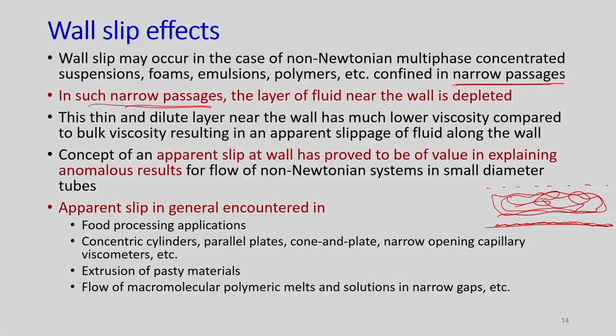So, the concept of apparent slip at the wall has proved to be of value in explaining anomalous effects, because researchers have found that even after incorporating these end effects, the rheological curves, tau w versus 8V by D or tau w versus gamma dot w, are not superimposing onto the same curve. This is one of the reasons they later found that, because of this slip velocity, especially in very narrow diameter capillaries, these anomalous results are found for non-Newtonian systems.